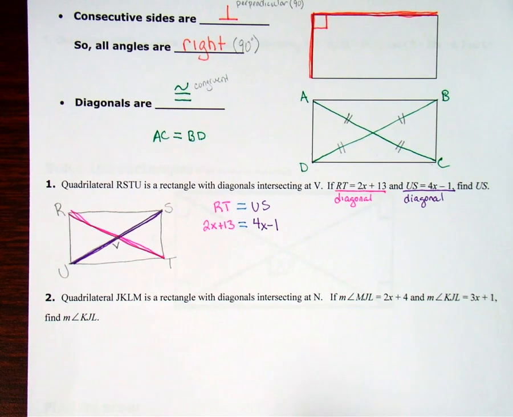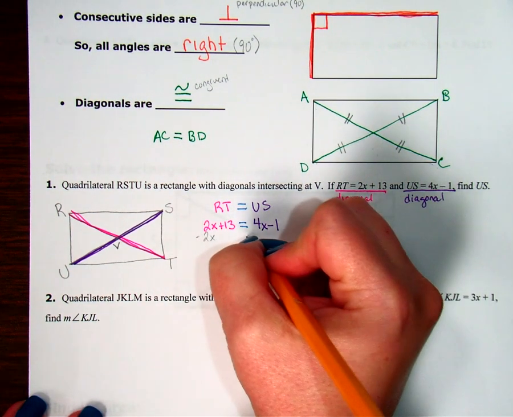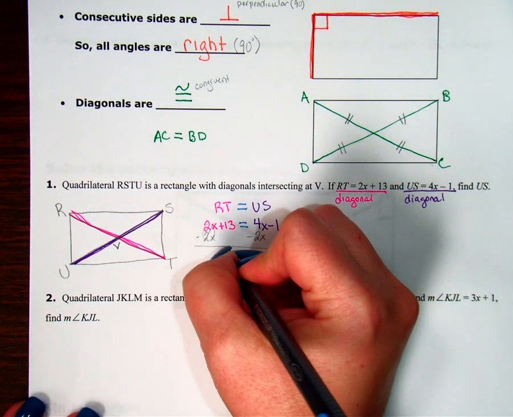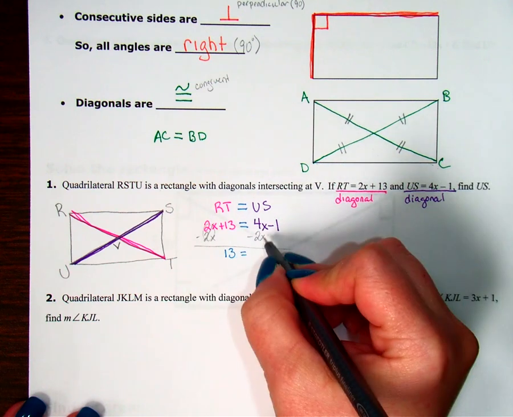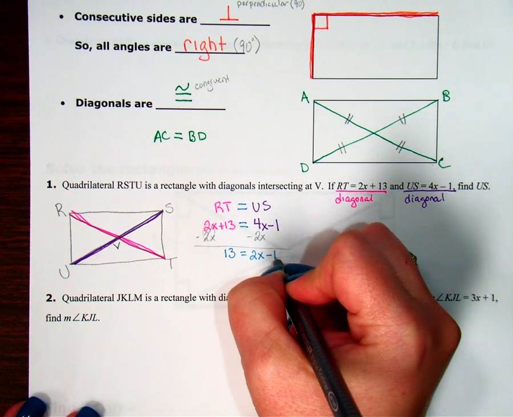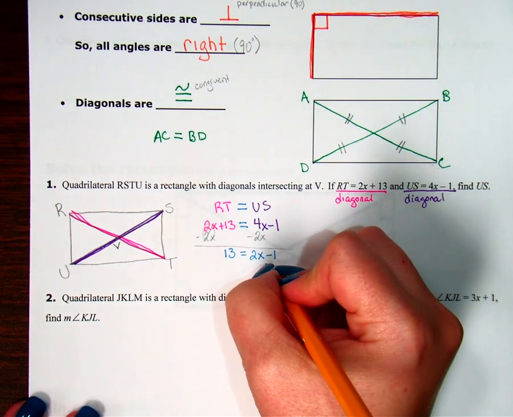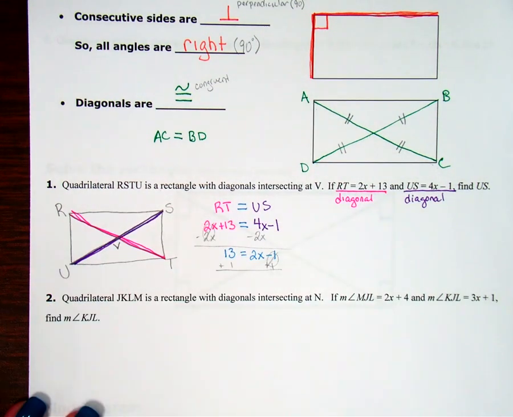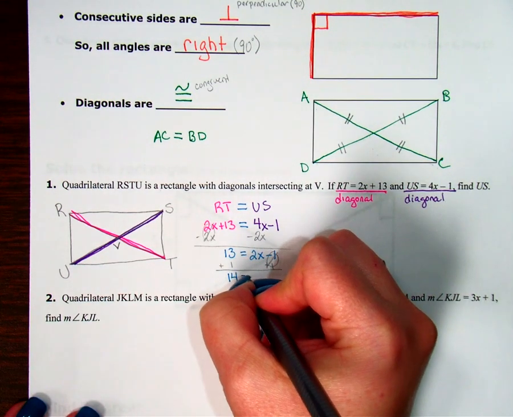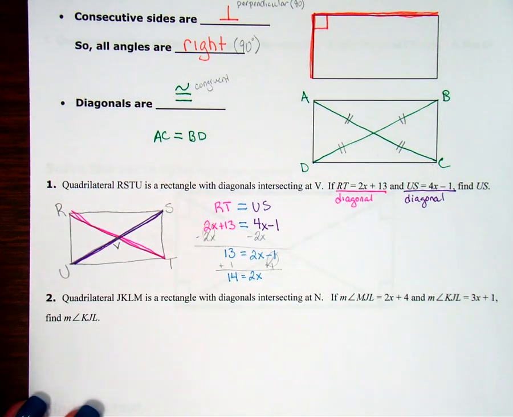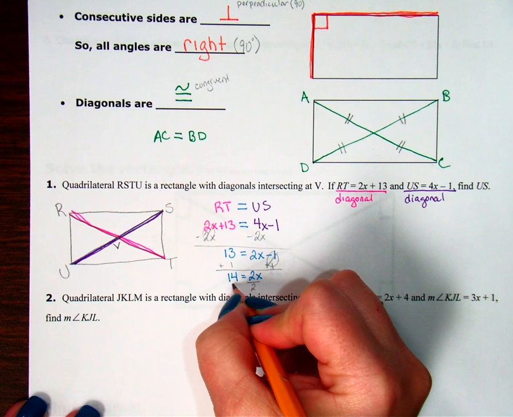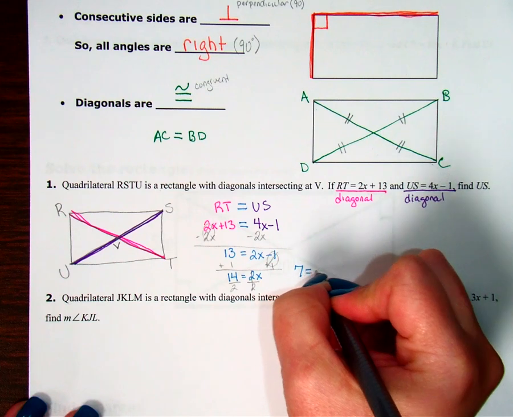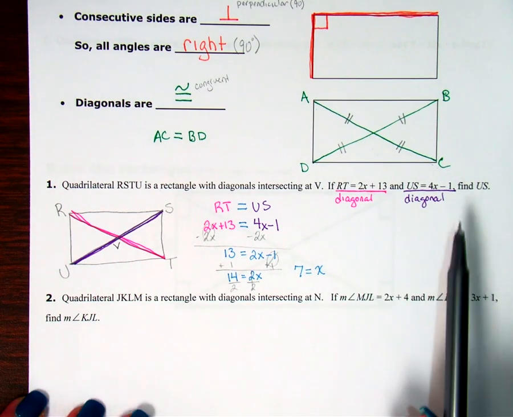I like to keep my x's positive, so I'm going to subtract 2x on both sides. That's going to give me 13 equals 4x minus 2x is 2x minus 1. I'm going to add 1 to both sides. And 14 equals 2x. Divide both sides by 2. And 7 equals x. Now, before we put a box around that, let's make sure we've answered our question.